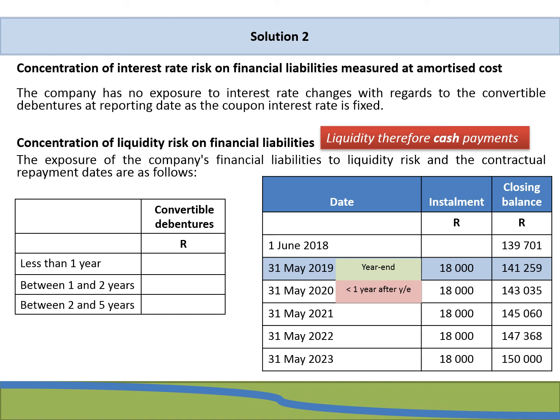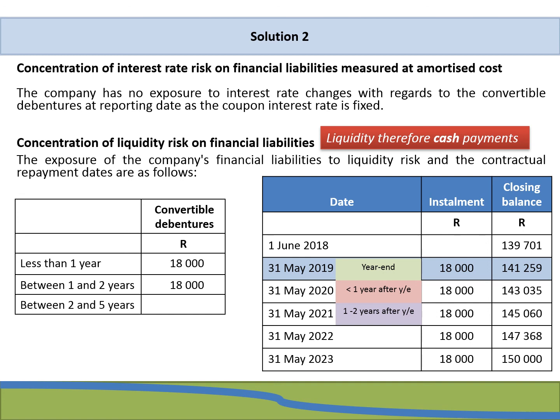Next, it says between 1 and 2 years. So that means more than 1 year after year end, but less than 2 years after year end. Therefore, if we say more than 1 year after year end, it means after 31 May 2020, but less than 2 years, in other words, before 31 May 2021. The total cash outflows for this period is also 18,000 Rand.